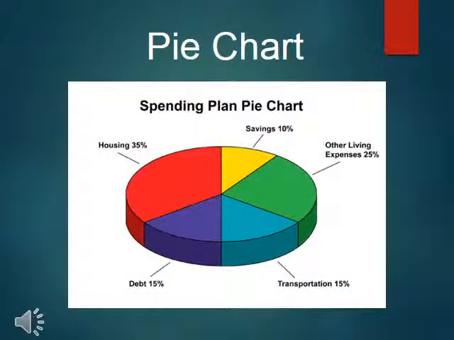This pie chart, with its contrasting colors, easily shows how much of this spending budget goes to each category. Right now, more than 3 times as much is being spent for housing than for savings.